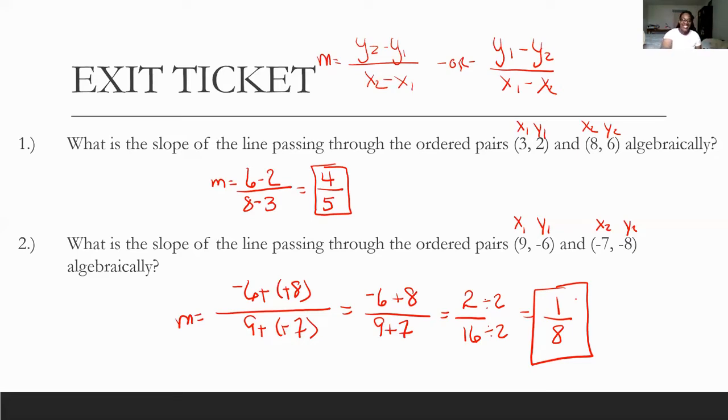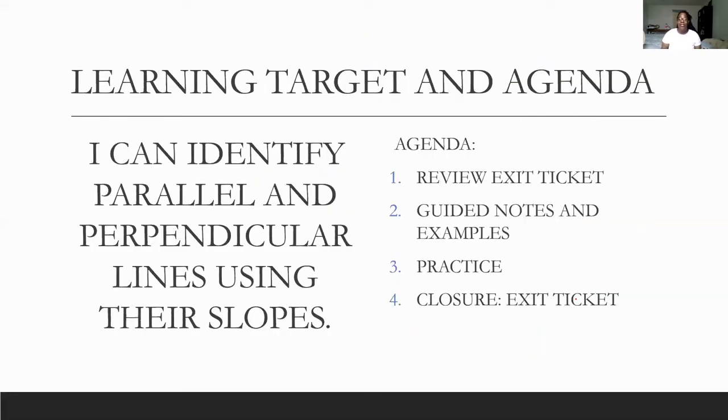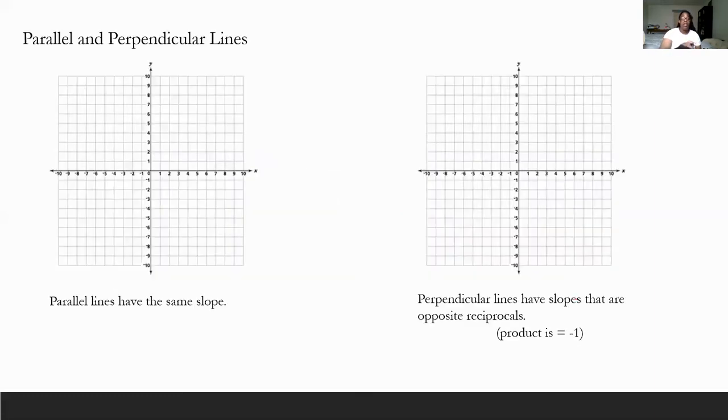All right, good job. What we're going to do today, you're going to say to yourself, I can identify parallel and perpendicular lines using their slopes. That's going to be our learning target for today. We're going to be doing some guided notes and some examples, and we're going to practice, and we're going to finish this out with an exit ticket. So what are parallel and perpendicular lines? What are they known for?